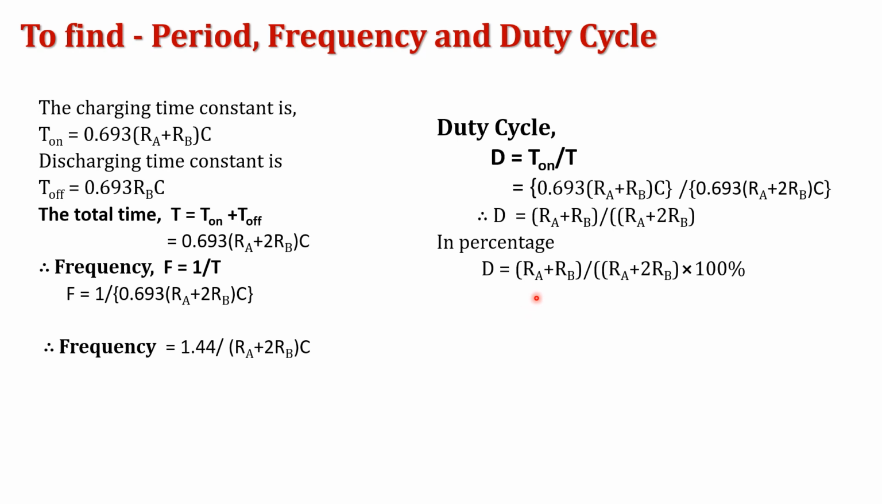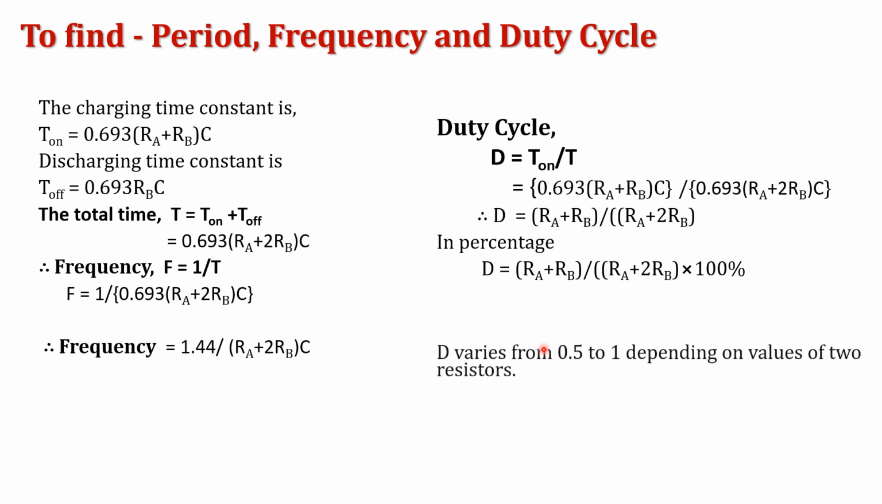But if RA tends towards 0, then what happens? RA tends towards 0, we cannot say equal to 0. Then the remaining term is RB divided by twice RB. Therefore, RB cancels, and the duty cycle becomes half. Hence, remember, as RA tends towards 0, the duty cycle decreases to 50%. And if RB tends towards 0, the duty cycle is 100%.